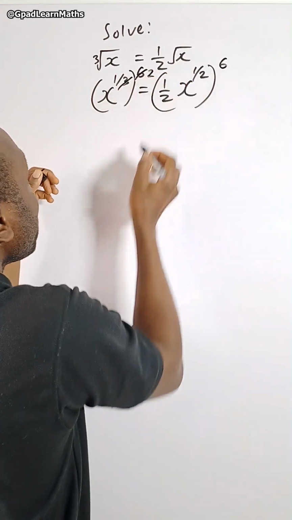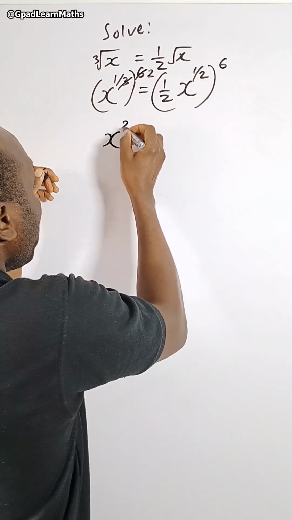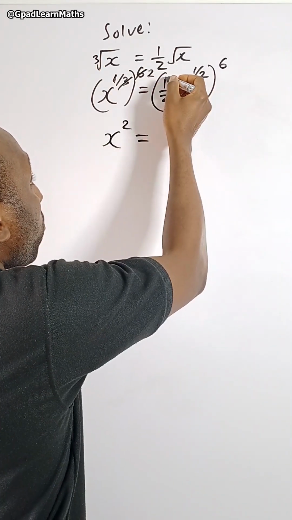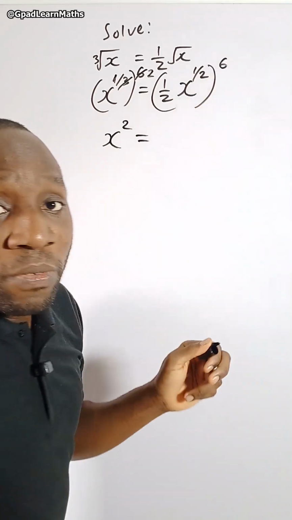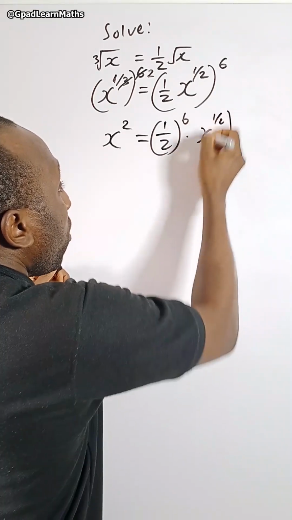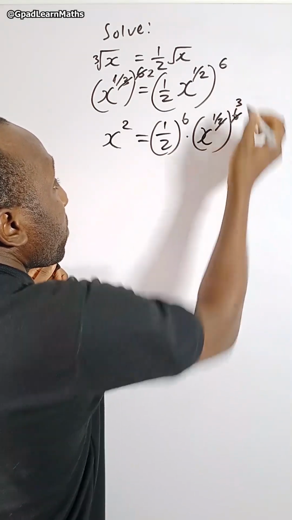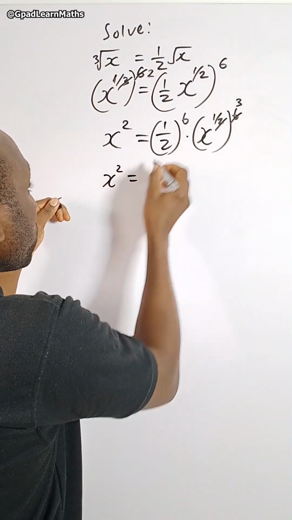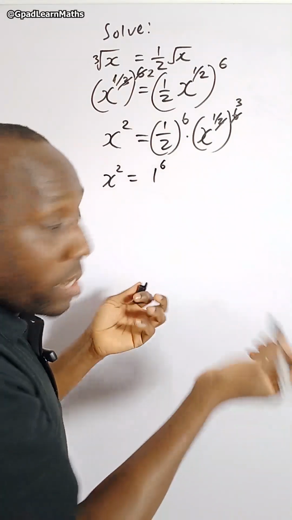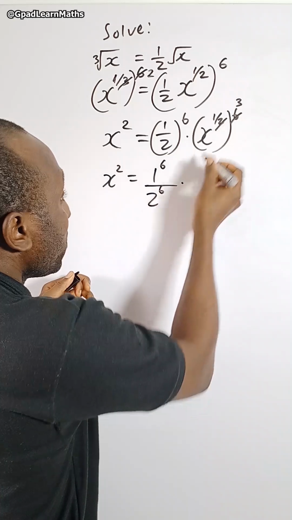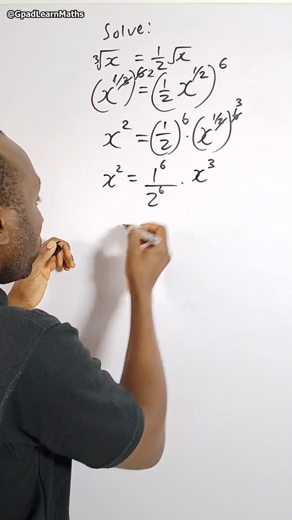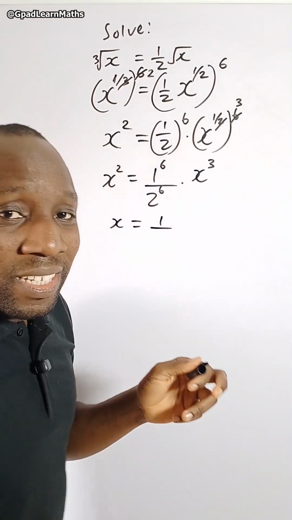3 goes into 6 2 times. That gives you what? X raised to power 2, because 1 times 2 is 2. What about this? This 1 over 2 is also being affected by the power of 6 here. So 1 over 2 raised to power 6 times x raised to power 1 over 2 all raised to power 6. 2 goes into 6 3 times. And you now have x squared is equal to 1 over 2 raised to power 6 can be written like this: 1 raised to power 6, which is still 1, over 2 raised to power 6, times x raised to power 1 times 3 is 3. So that's x raised to power what? 3.